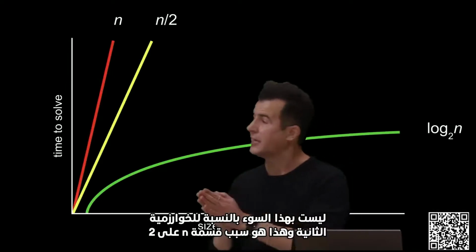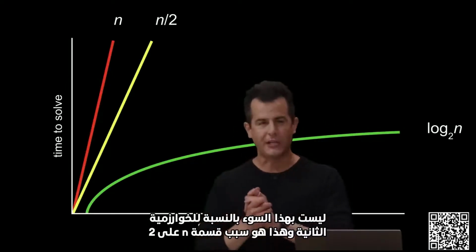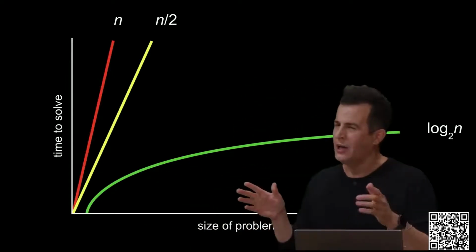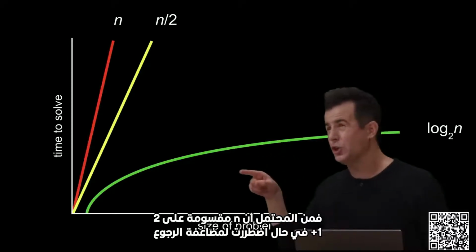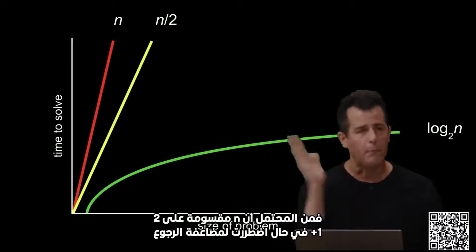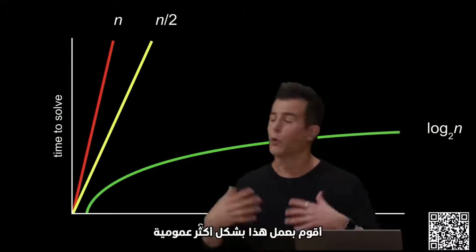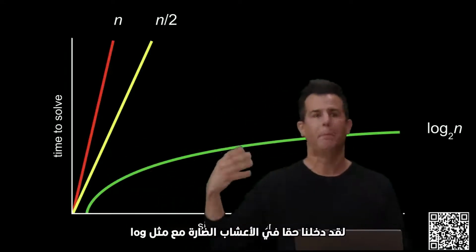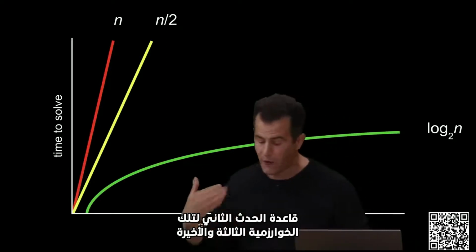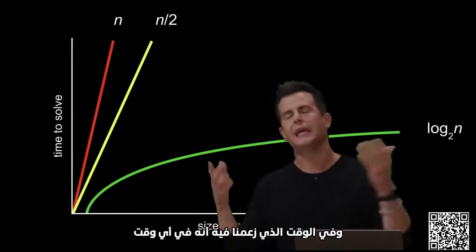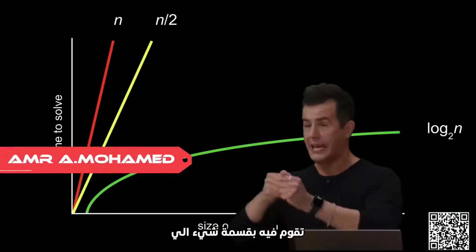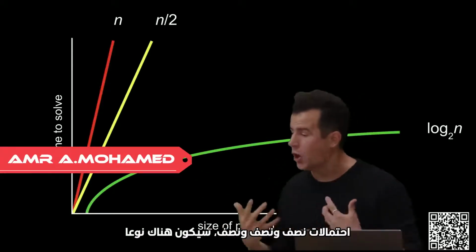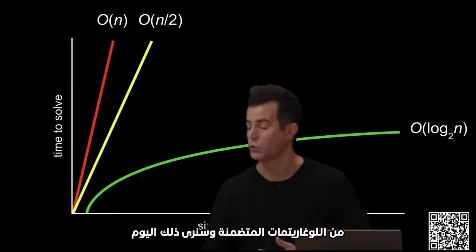Not as bad for the second algorithm, and that's why we do n divided by 2. And even that's a bit of a white lie, right? It's probably n divided by 2 plus 1 in case I have to double back. But again, I'm doing this more generally to capture the essence of these things. And then we really got into the weeds with log base 2 of n for that third and final algorithm. And at the time, we claimed anytime you're dividing something in half, odds are there's going to be some kind of logarithm involved. And we'll see that today.